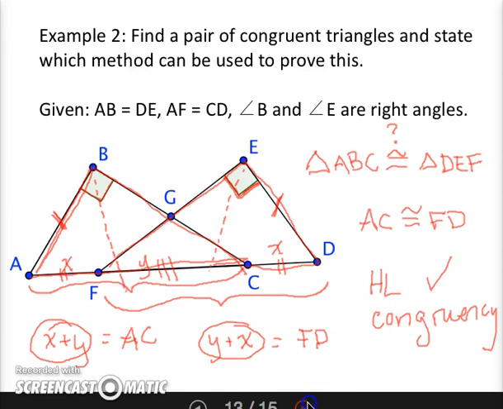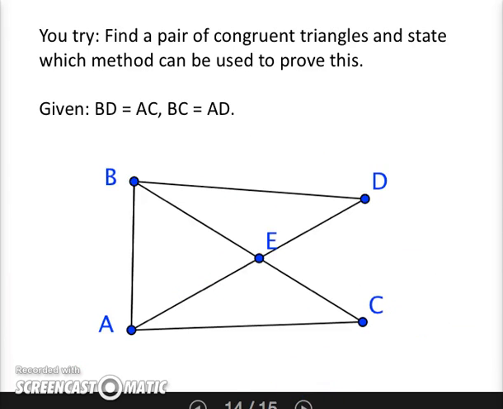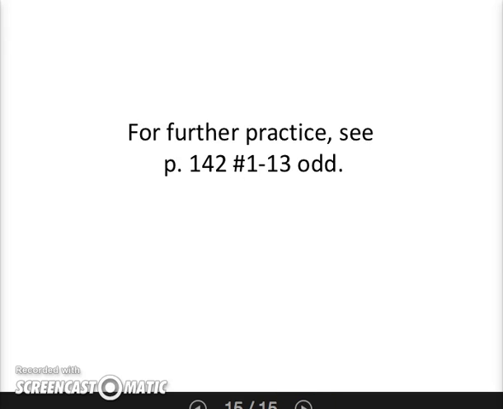So I'm going to let you try one now. Find a pair of congruent triangles and state which method can be used to prove this. We're given BD equals AC, and BC, this entire portion here, equals AD, this portion here. So see what you can do with that and which method you might use to prove two of these triangles congruent. For further practice, see page 142, numbers 1 to 13 odd.